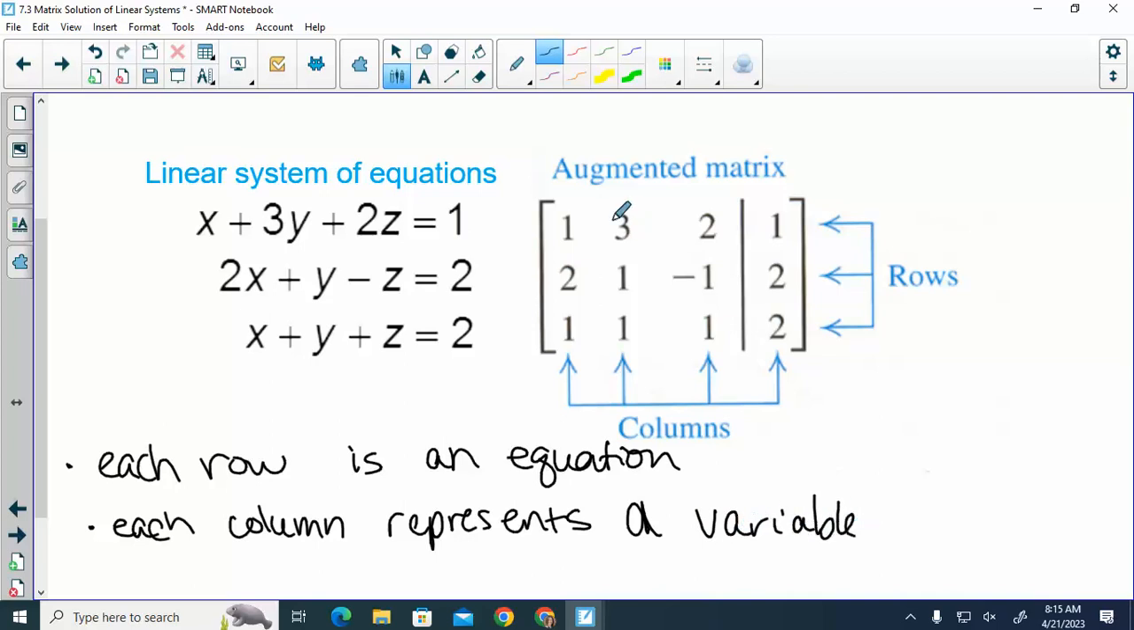So what does my first column represent here? Those are the coefficients of all the x's. The second column is the coefficients of all the y's. The third column is the z's. What's the vertical bar mean? The equal sign. And then this is the constant.